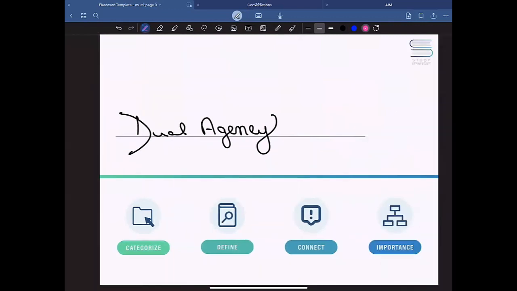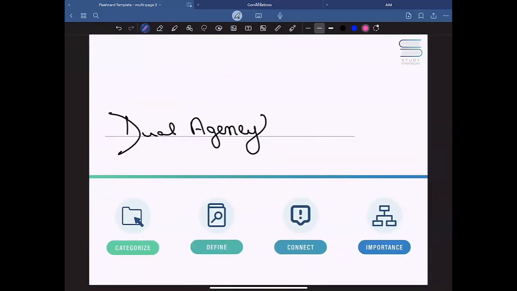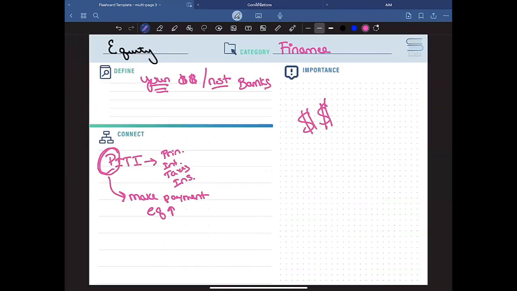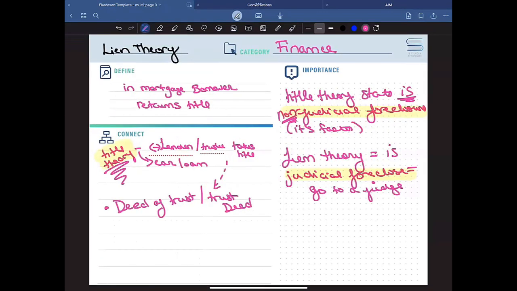Ooh, here's a big one. Dual agency. But before we go to dual agency, I am going to rewind because I just realized something. Do you know whether or not your state is a lien theory state or a title theory state? I don't. I need to figure that out. What state are you in again? Idaho. Yeah, I got nothing. You're going to have to look that one up.